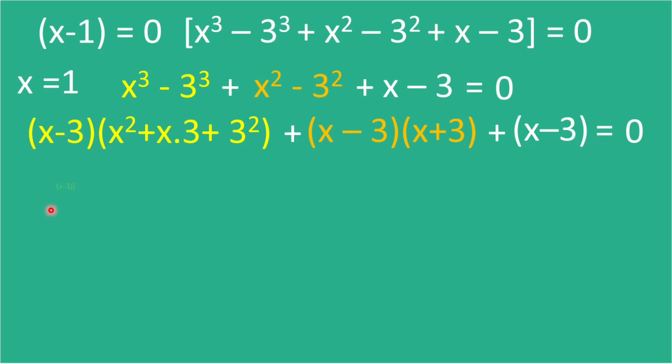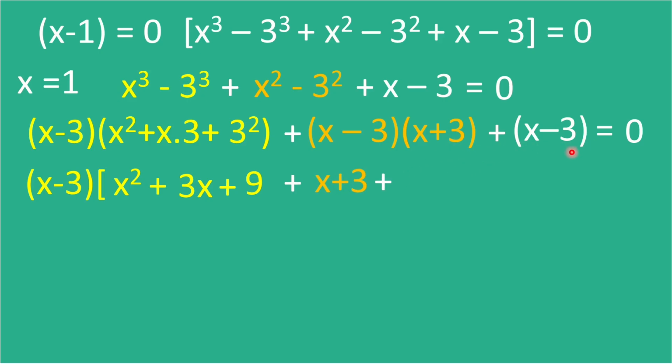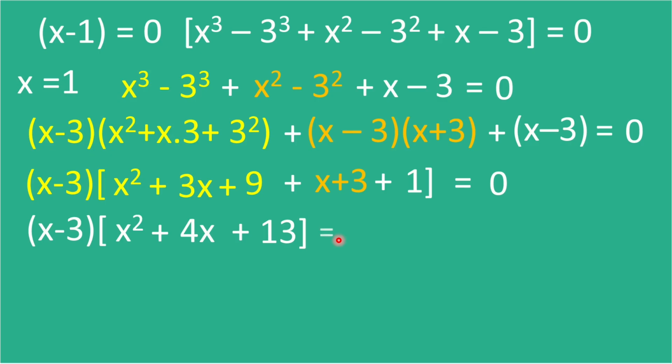So let's take x minus 3 as common. After taking x minus 3 as common, here we have x squared plus 3x, this will become 3 times x, and this will become 9, then plus. We have taken x minus 3 as common, so therefore we have x plus 3 over here, and then plus 1 over here, which is equal to 0. Now in the next step, x minus 3 and this x squared plus 3x plus x will become 4x, and plus 9 plus 3 plus 1 equals plus 13, which is equal to 0.